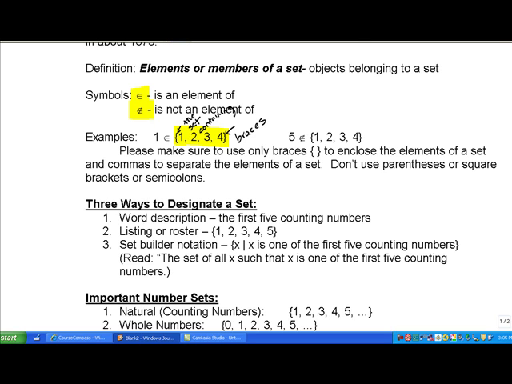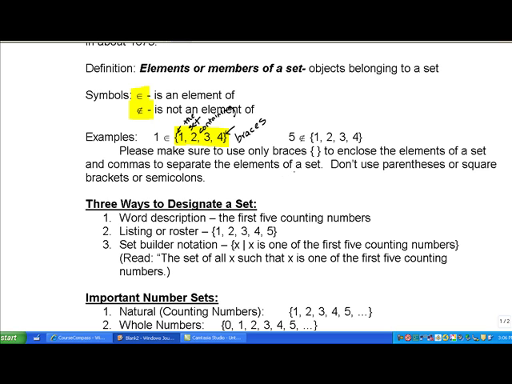Now, to use the braces, I've seen some students use parentheses. Parentheses are symbolic of different ideas rather than sets. So please make sure you use braces.